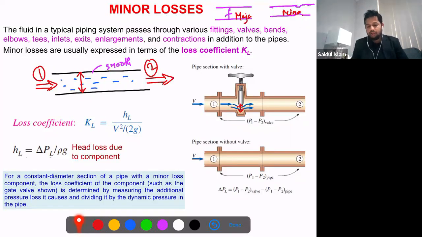Is it possible? We said the friction loss is the major loss, and all these things are the basic causes of the minor loss. So what I said is the minor loss could be significant, or even higher than the major loss. Is it possible? When we say minor, that means it is kind of a negligible loss, and the major loss, the friction loss, is significant. So is it possible that the minor loss will be significantly higher than the major loss? What do you think, guys? Just yes or no.